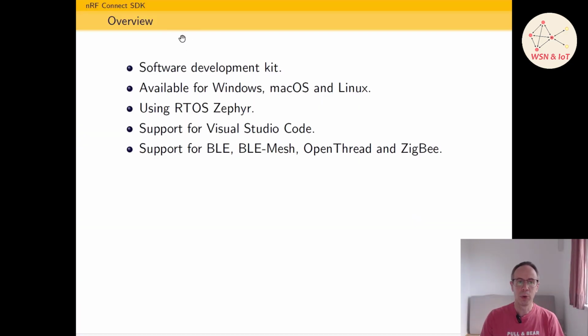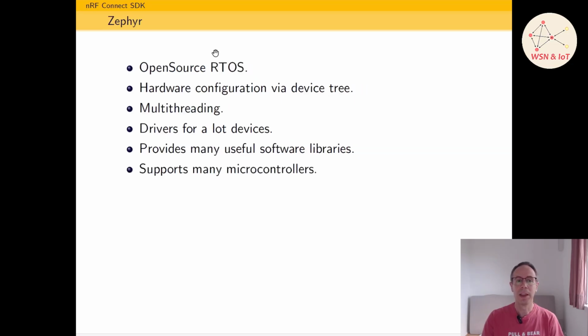First, an overview: what is the nRF Connect SDK? It's a software developer kit available for Windows, macOS, and Linux. It's using the real-time operating system Zephyr, supports Visual Studio Code as IDE. Also, we can build Bluetooth Low Energy, Bluetooth Mesh, OpenThread, and Zigbee applications. And of course, control sensors and whatever. Yeah, build up your own application.